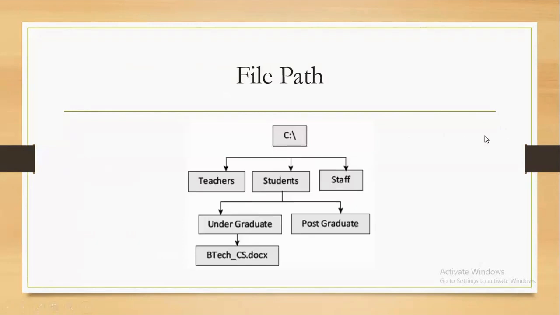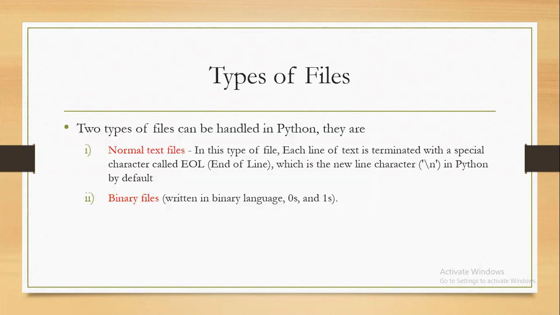This is the diagrammatic explanation for the above given example. Here there is the root directory C. Within that directory there are several subfolders available. Within the students subfolder, two folders are again available. One is undergraduate and another one is postgraduate. In the undergraduate folder, this particular file btech underscore cs is present. So the absolute path for this particular file starts from C, but the relative path for the file starts from undergraduate.